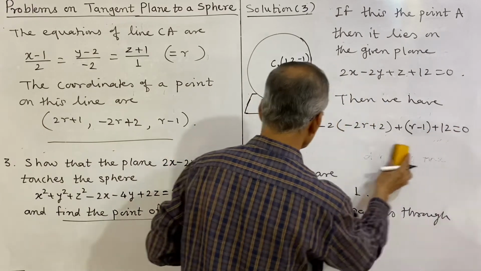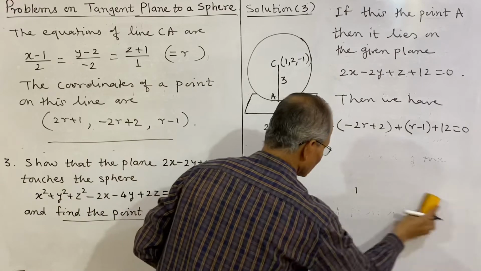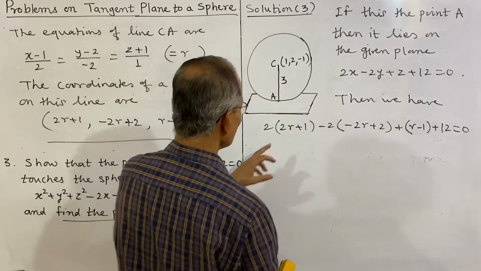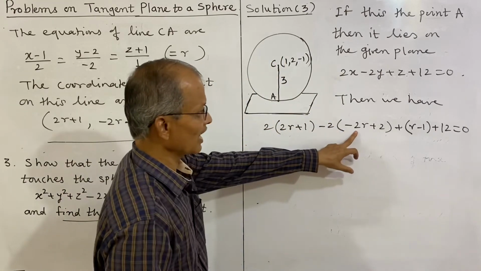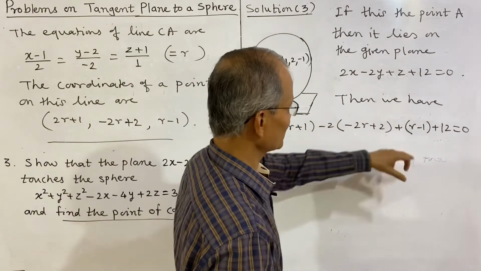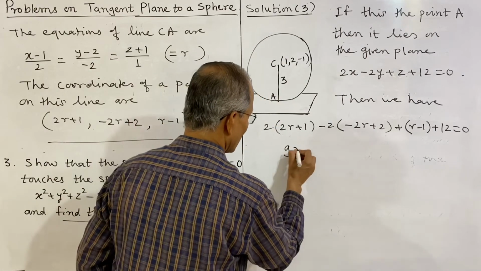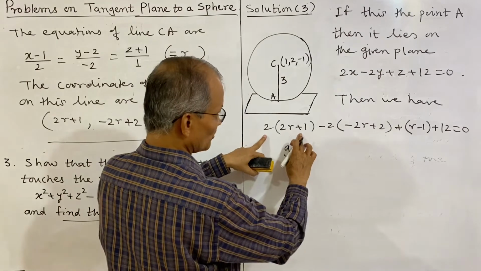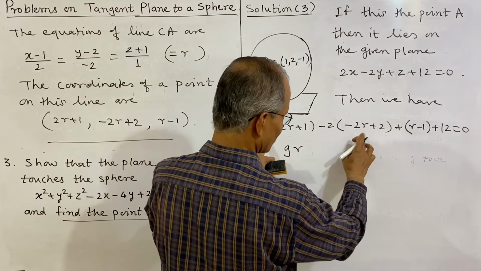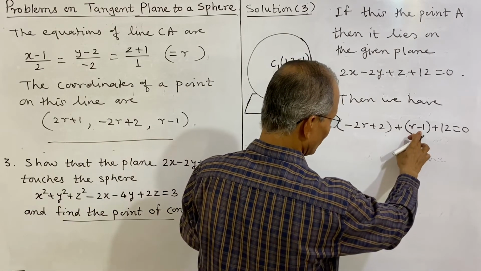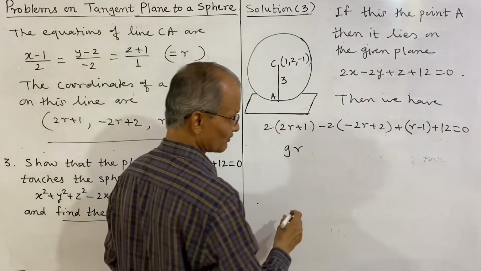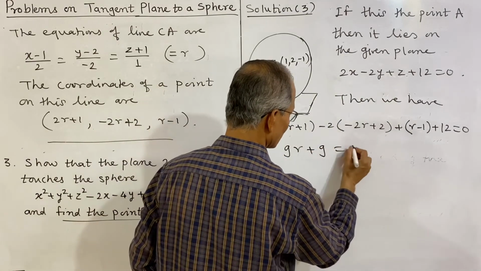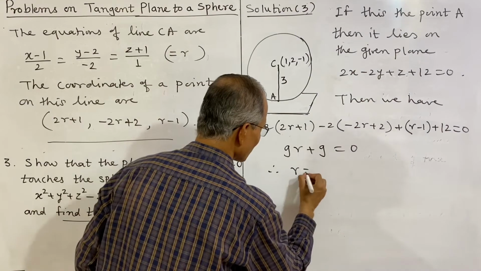We simplify this and find the value of r. So what this gives the value of r is, this is 4r plus 4r, that is 8r, plus 1r, that is 9r, and then it is 2 minus 4, that is minus 2, minus 2 minus 1, minus 3, plus 12, that is plus 9 is equal to 0, and thus r is equal to minus 1.